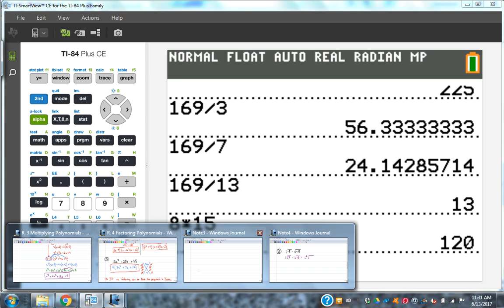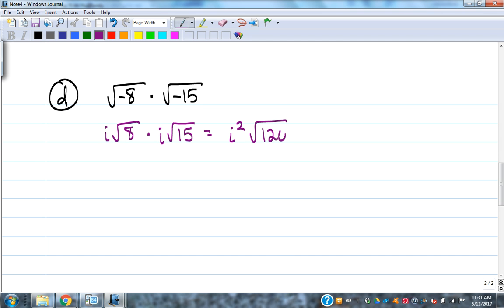120. Okay. I'm going to break down 120. 12 and 10. 6 and 2. 3 and 2. 5 and 2. I got a pair of 2s, and then a 3, 5, and a 2 left over.